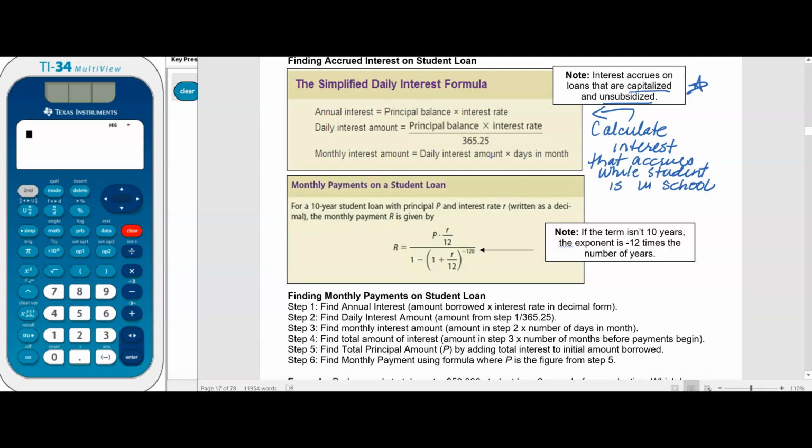And then when we're asked to calculate the monthly payments on a student loan, we're going to use this formula down here. And you can see that's quite the formula. There's lots of parts, so that's why we really rely on that fraction button on the calculator to help us.